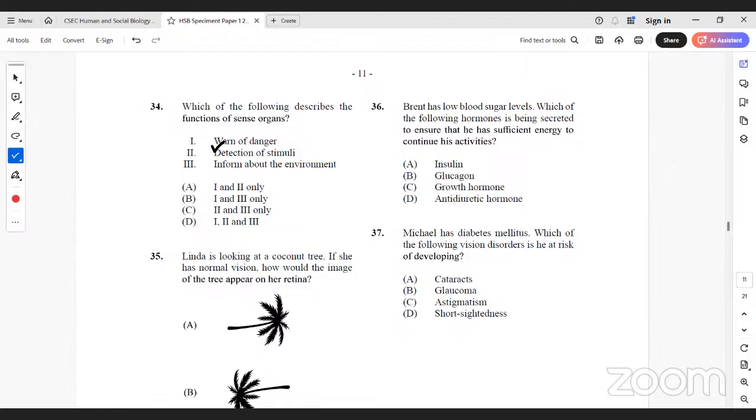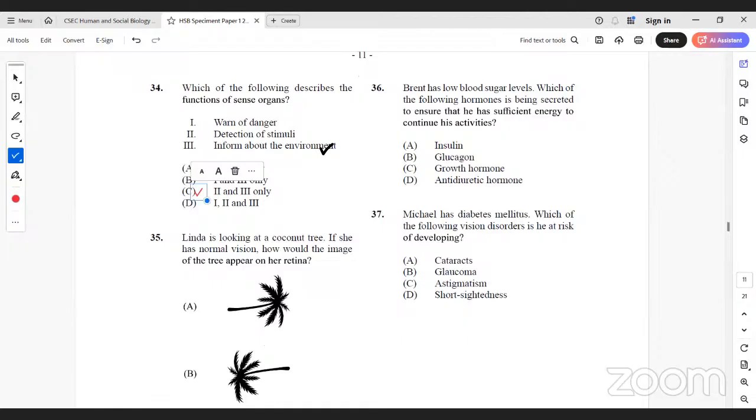So 1 is wrong. All right? So it's detection of stimuli and inform about the environment. So it's 2 and 3, which makes it C. All right? Which makes it C. So 2 and 3. Please, I've seen many persons make a mistake with this question simply because of the warn of the danger. Everyone thinks because they see something, it might be dangerous. Your brain is the one that determines if something is dangerous or not.